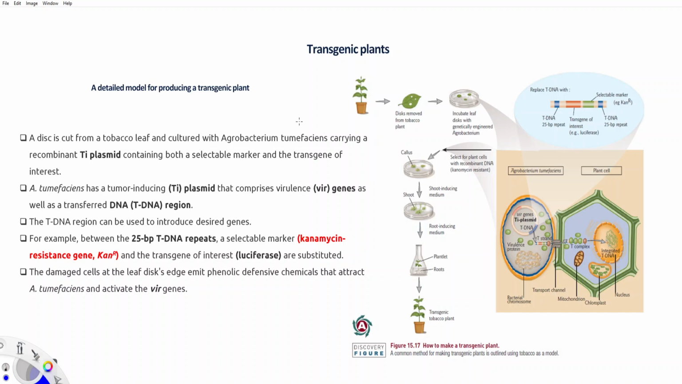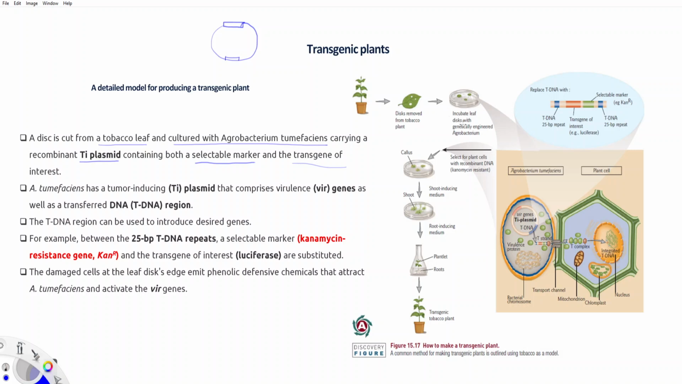All right, so here's what we have. First, a disc is cut from, let's say, a tobacco leaf plant. This is the example that we're using now, and we culture them with Agrobacterium tumefaciens carrying your recombinant Ti plasmid. This plasmid is going to contain both a selectable marker and your transgene of interest. So if this is my transgene of interest, then I'm going to put my selectable marker as well here. And that's what you have here.